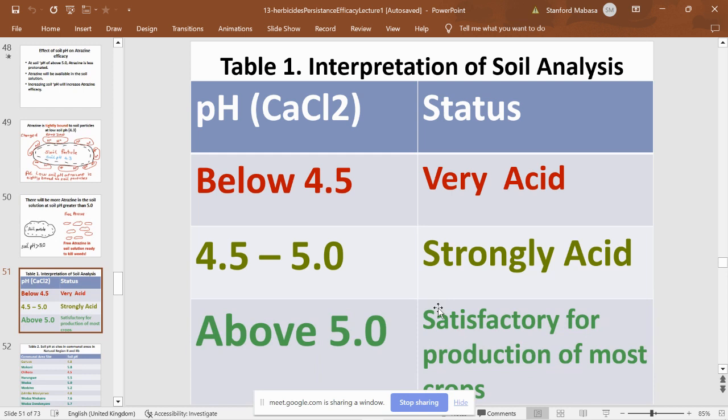Now, in Zimbabwe, we use the calcium chloride scale for measuring pH, and we have three categories. Normally, we have a pH which could be 4.5. It means the soil is very acid. If it is between 4.5 to 5, we say the soil is strongly acid. Above 5, we say it is satisfactory for production of most crops. This is the ideal soil pH.